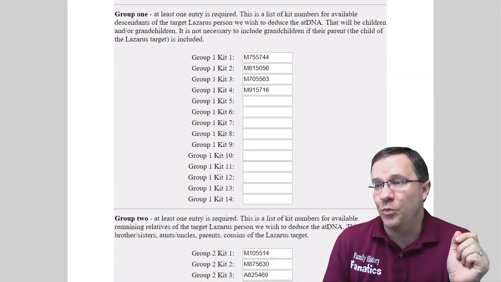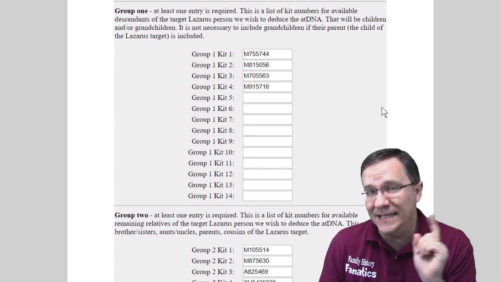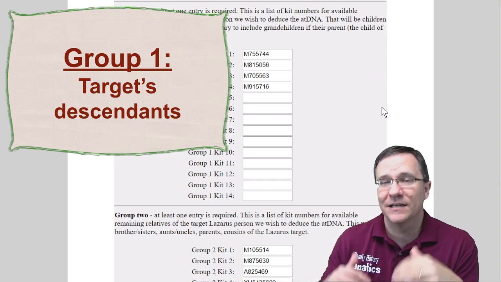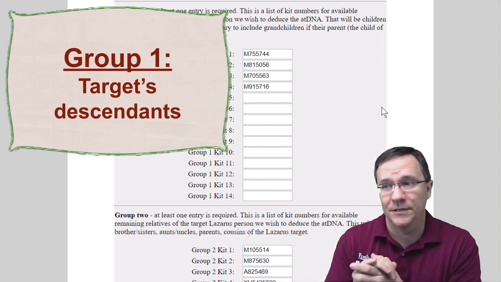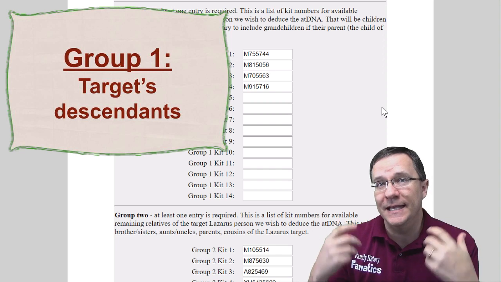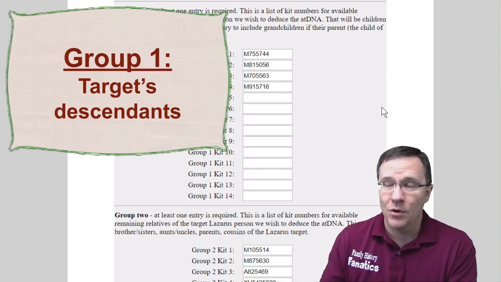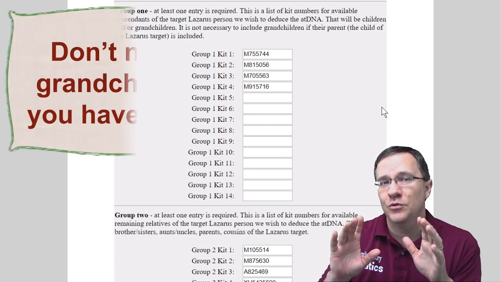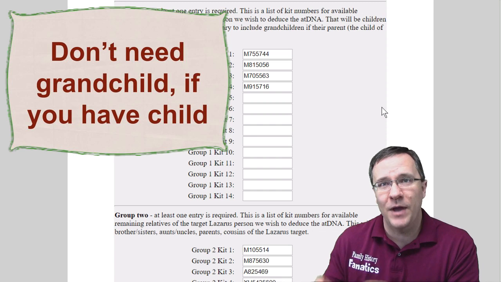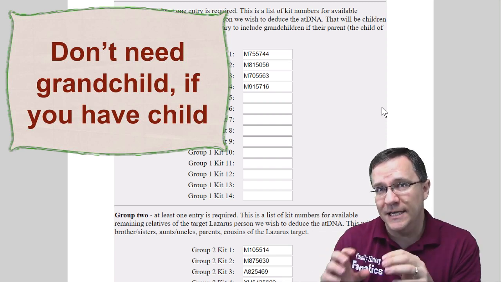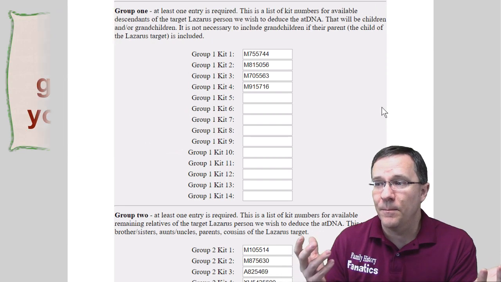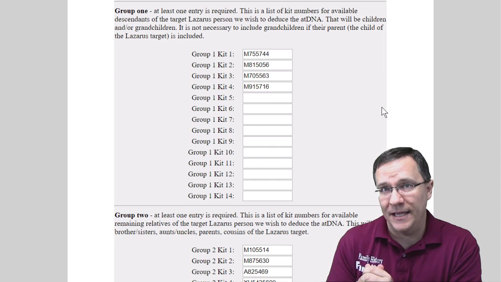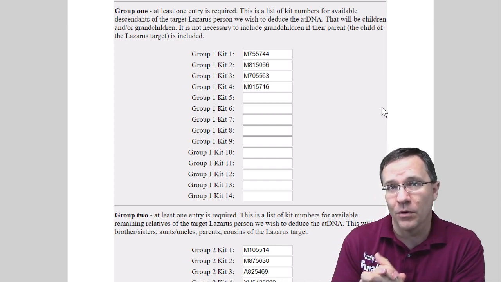The next is group 1. Now group 1, you need to have at least one entry. And group 1 is the descendants of this target person. In my case with my father, it would be his children or his grandchildren or maybe even his great-grandchildren. Now one thing to remember here is you don't need to put in a grandchild if you have that grandchild's parent's DNA kit already. So for instance, my dad had 4 children, me and my 3 brothers, and I have all of their DNA. So I just need to put in those 4 people.